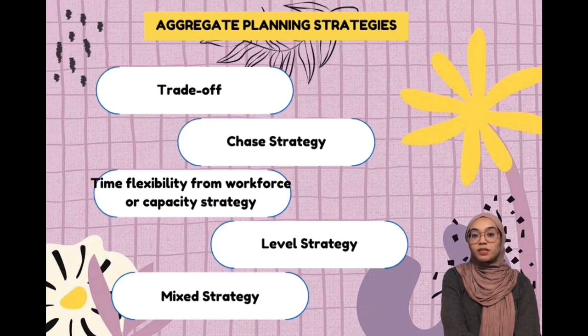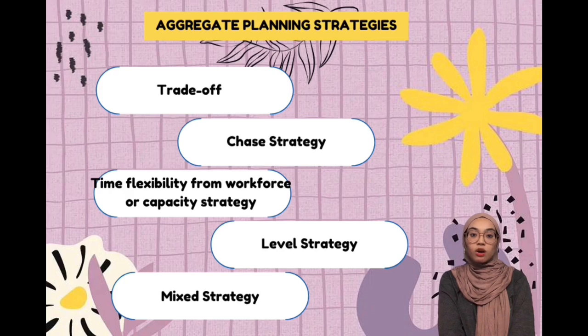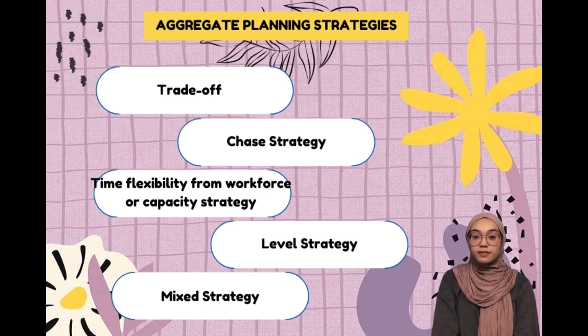Thirdly, time flexibility from workforce or capacity strategy. This strategy involves having flexibility in workforce or production capacity to accommodate fluctuations in demand. Organizations may hire temporary workers, use overtime, or employ subcontracting to adjust to changing production needs without making significant permanent changes to their workforce or facility size.